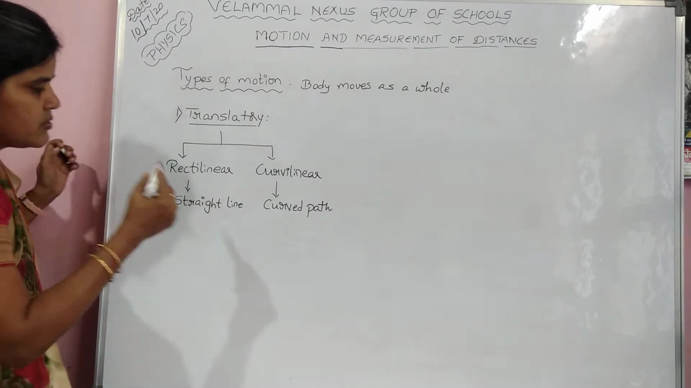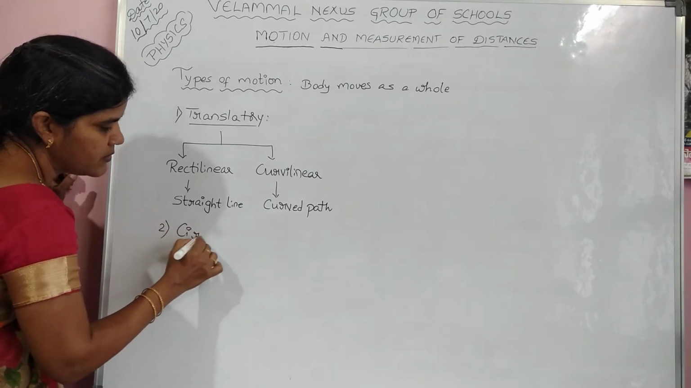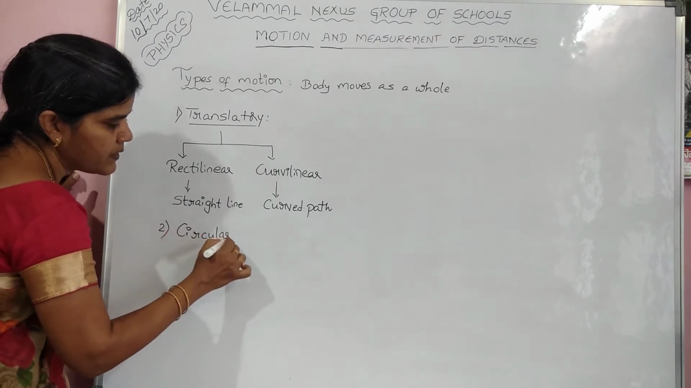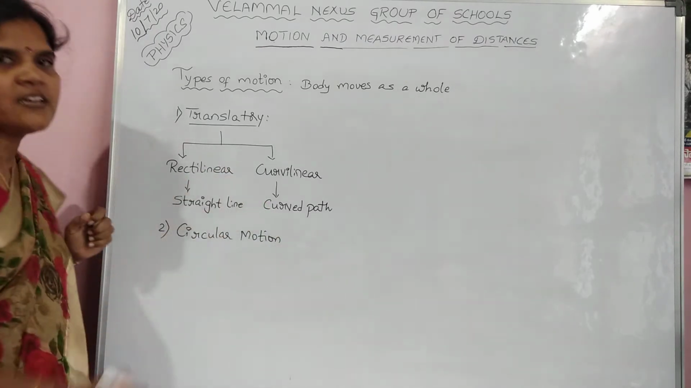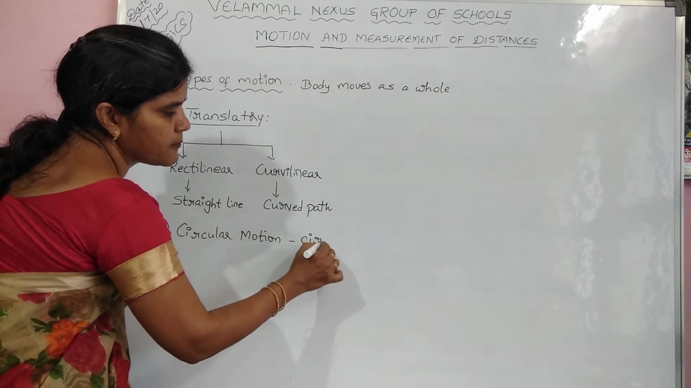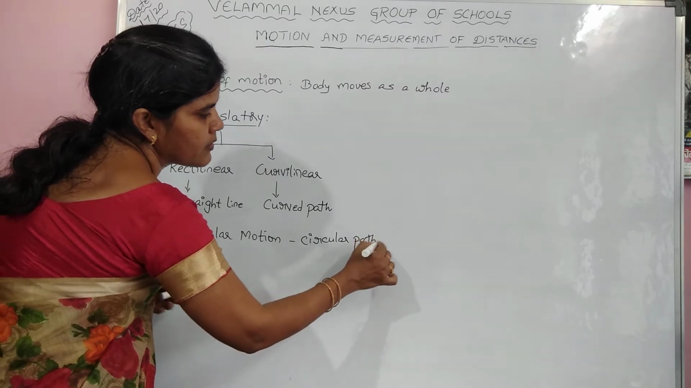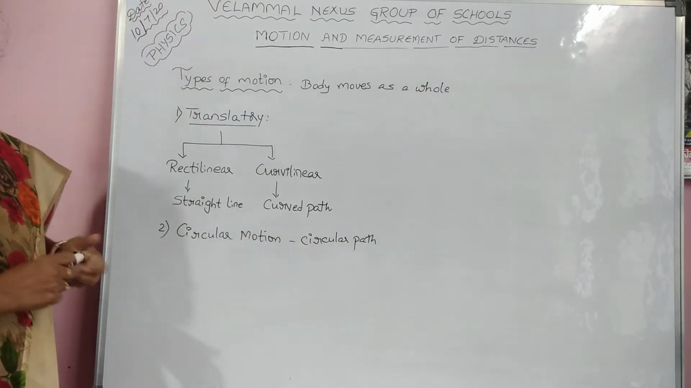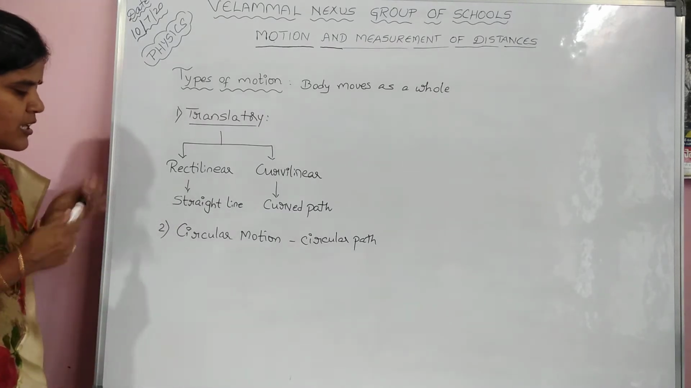Next children. Circular motion. This we have discussed yesterday. If a body moves in a circular path, then it is a circular motion. Next, oscillatory motion.